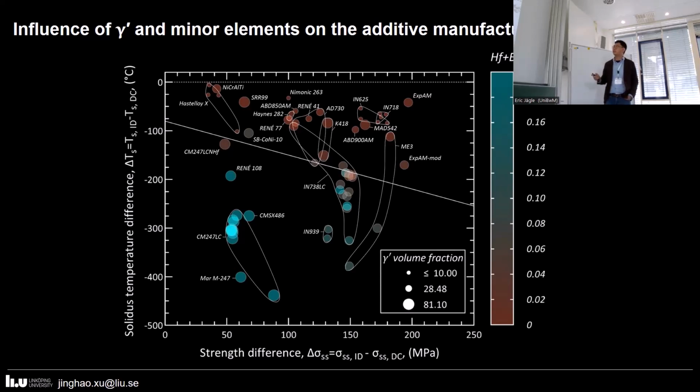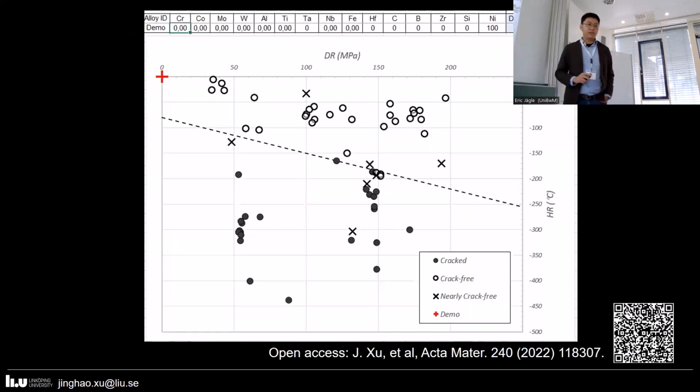But instead, you can see this sum of minor elements: hafnium, boron, and zirconium. We were talking about those minor elements. It shows a strong indication for the printability. And also I tried to include more alloys, not only nickel-based. For example, Professor Pollock's cobalt-nickel alloy sits here at a relatively high amount of gamma prime, and it's printable, as we know from this morning. Okay, yeah, this is a model.